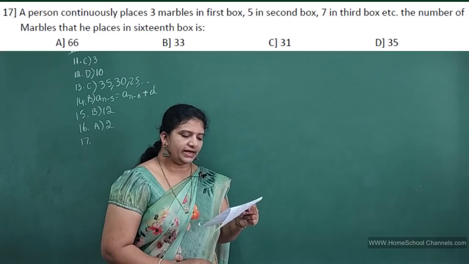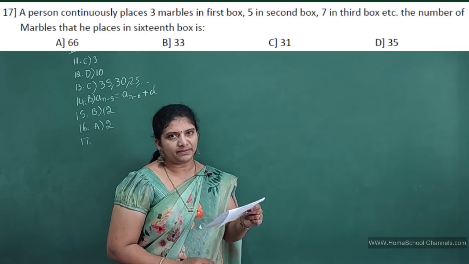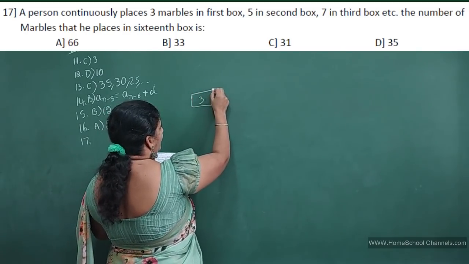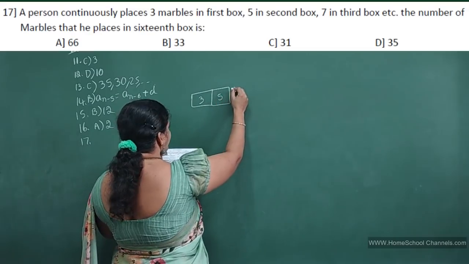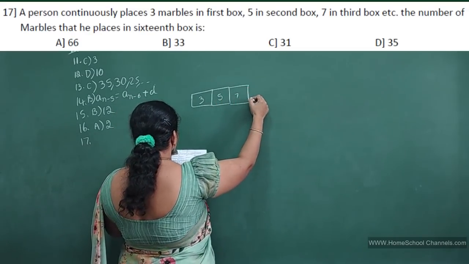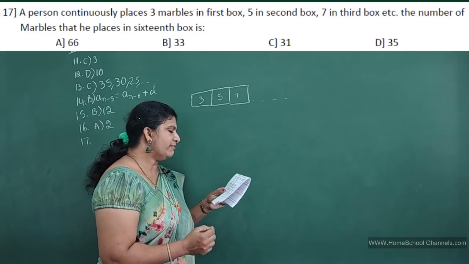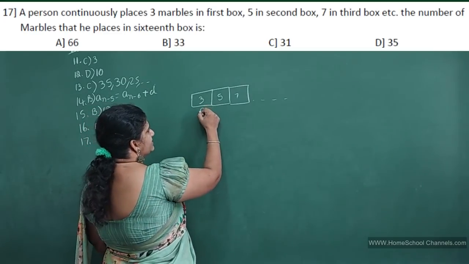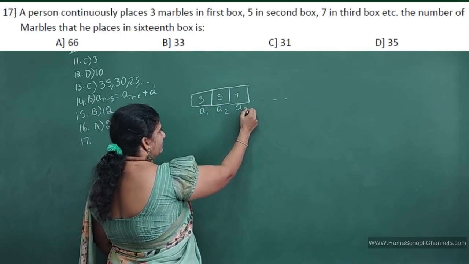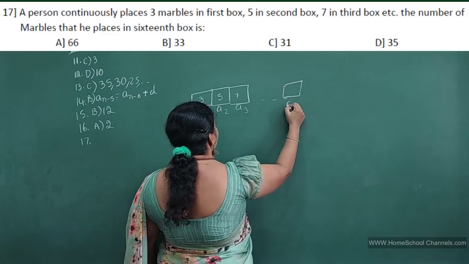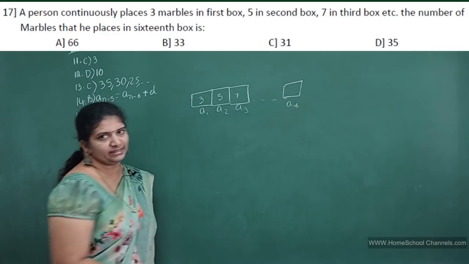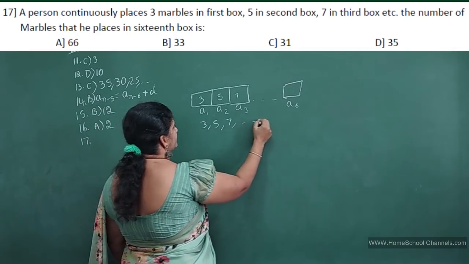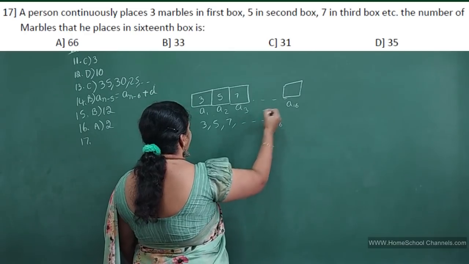17th one. A person continuously places 3 marbles in the first box. Same manner as what we have done before. And second box 5, third box 7, and so on. The number of marbles that he places in the 16th box is, that means A1, A2, A3. I need how many marbles he places in the 16th box. Let us write in this form: 3, 5, 7, and so on. We need to find the A16 value.